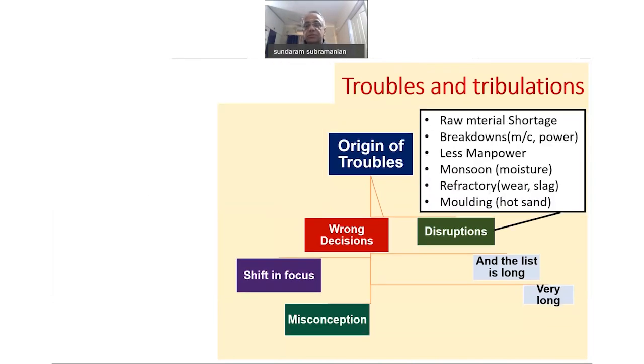Let's talk about disruptions. It could be breakdowns, machine breakdown or power breakdown, which is not in your hands. Less manpower may be created due to pandemic, or maybe not available, or maybe boss pressures. Because of moisture during monsoon, there may be hygroscopic material in the coatings. There is wear, there is slag generation in the refractories used in the ladles and the furnaces. Molding sand can get hot in summer, or even if very heavy castings are poured day in and day out in 24 hours, and then the sand keeps on gathering heat.